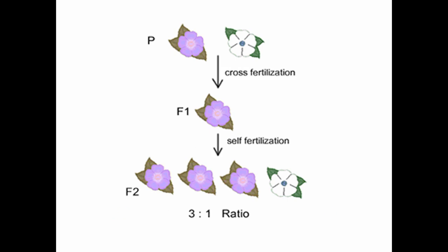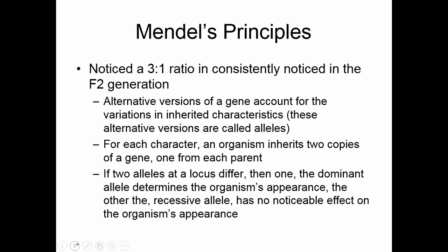And what he found is when he mated purple and white flowers, he got all purple, but then when he self-pollinated those purple flowers in the F1 generation, all of a sudden he had about 75% purple, but then he had this other group of white flowers. And he's like, well, where is this coming from? Because I mated purple flowers together, so why would the offspring be white? And that led him to understand the idea of dominance and recessiveness. He noticed a 3-to-1 ratio consistently in the F2 generation.